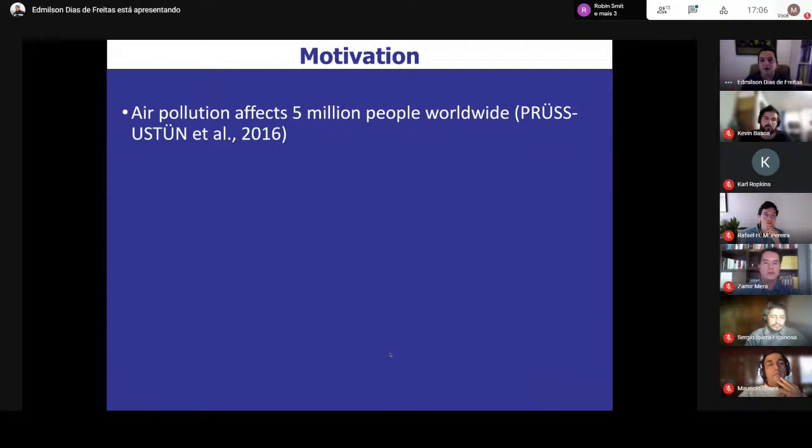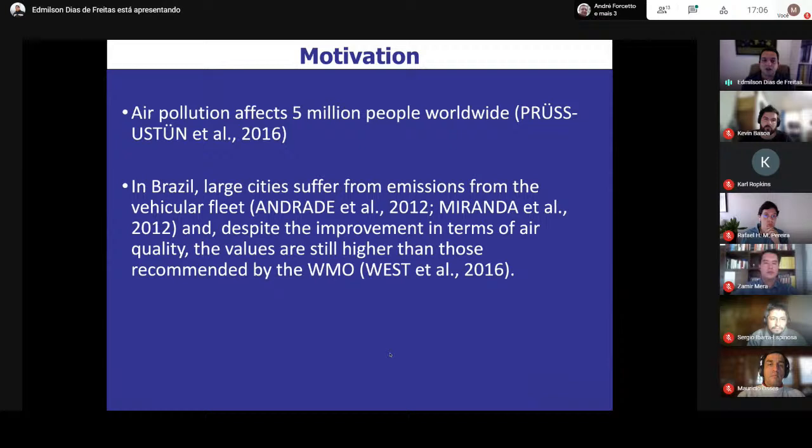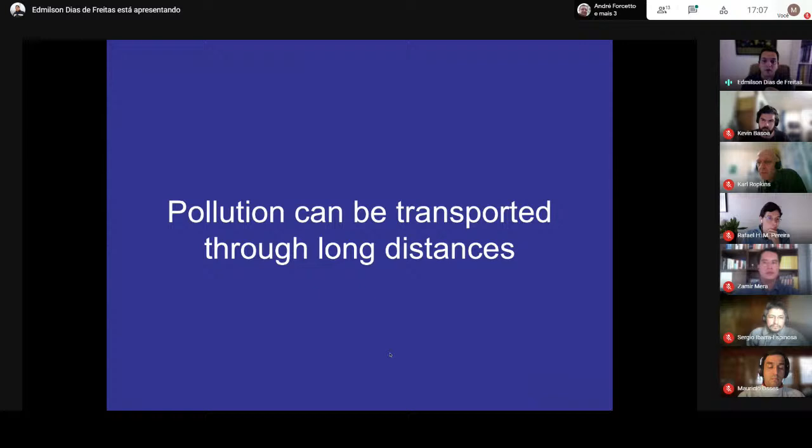Specifically here in Brazil, we have lots of different sources of air pollution, but the large cities suffer from emissions, especially from the vehicular fleet. The most significant sources are vehicular. Although we have had a large improvement in air quality in the last decades, we still have some problems, especially due to high concentrations of ozone and particulate matter, that most of the time exceed the WMO standards. So it constitutes a health problem.